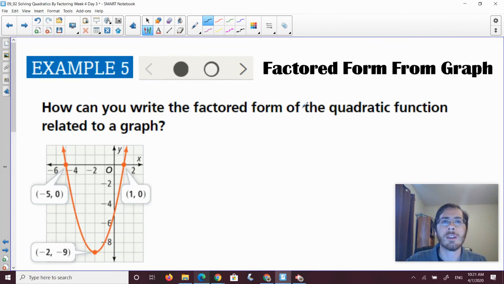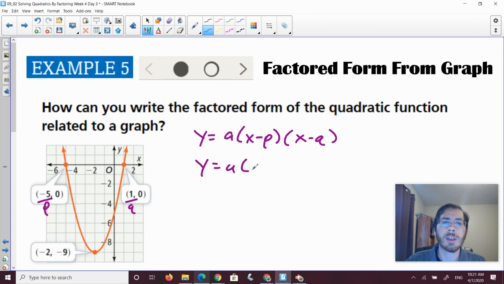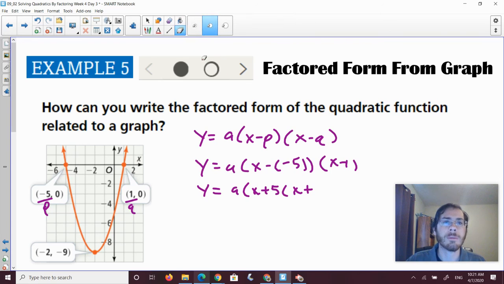For example 5, now we're going to get the equation from the graph. So we have to remember our factored form from last time is y equals a(x minus p)(x minus q). And the nice thing is over here, we've got p. Over here, we've got q. So y equals (x minus -5)(x minus 1). So y equals (x plus 5)(x minus 1).